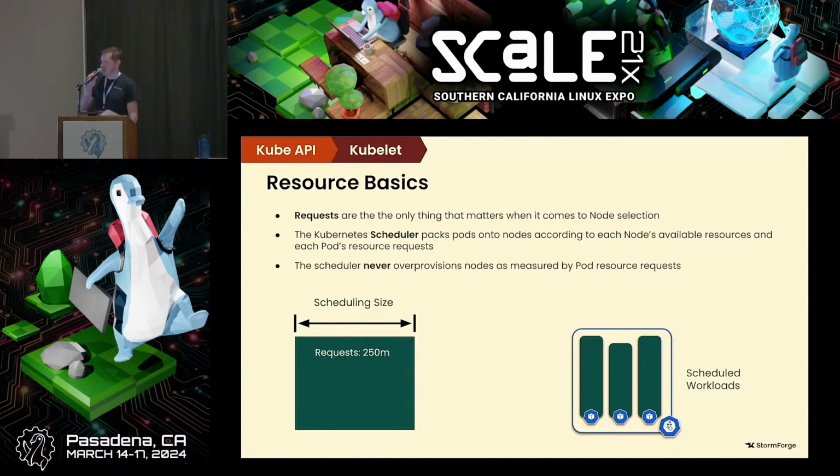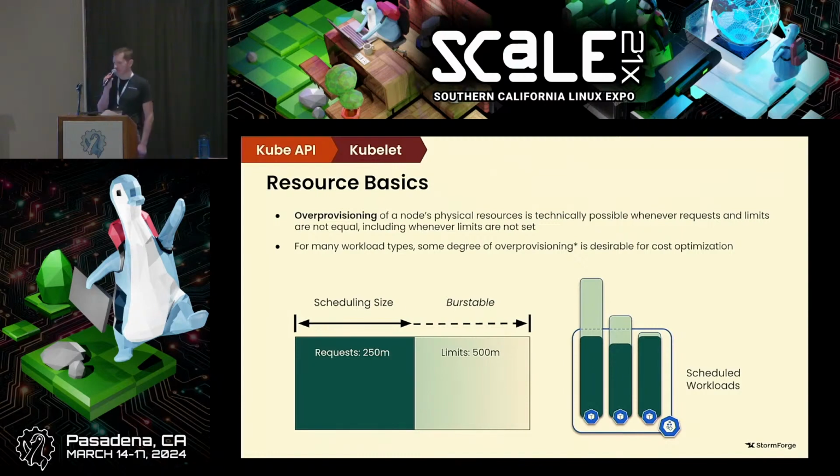And as I said earlier, requests are the ones that matter in terms of allocation per the scheduler. The scheduler is going to try and make sure that it puts workloads on nodes in such a way that it never exceeds the node's total capacity. If a node has 2 CPUs, the sum of requests of pods running on that node is never going to exceed 2 CPUs. The scheduler never over-provisions, according to requests.